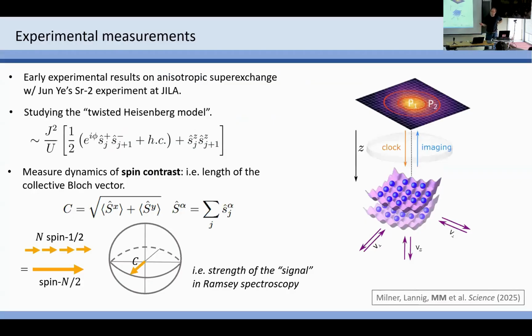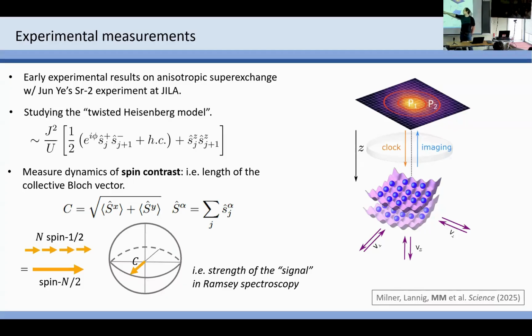Now, before talking about entanglement, I should mention that we worked on some experimental verification of these models. There was an early, recent experimental result on this anisotropic super exchange with the spin orbit coupling, with the strontium experiment at JILA. They didn't do the laser dressing, they didn't keep the Rabi drive on yet, so they just studied this twisted Heisenberg model. That has been looked at before by, I think, Wolfgang Ketterle at least, but here we were the first to see coherent dynamics show up.